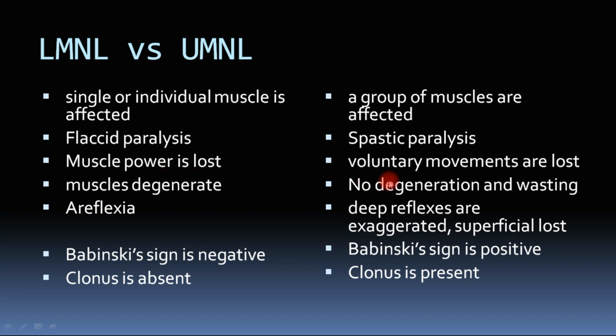Whereas since the tone is maintained, or the tone is more in the muscle in case of upper motor neuron lesion, the stimulation to the muscle is continuously there, and that is why there is no degeneration and wasting of the muscles. In case of lower motor neuron, since the stimulation is not at all there, the muscle goes for atrophy.